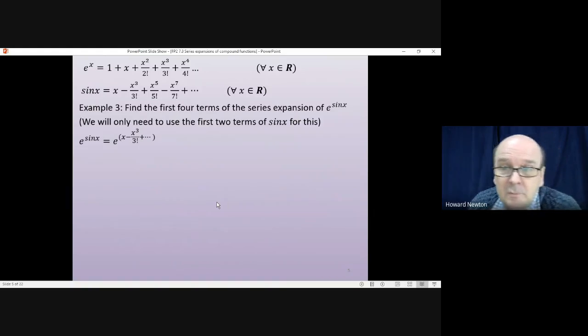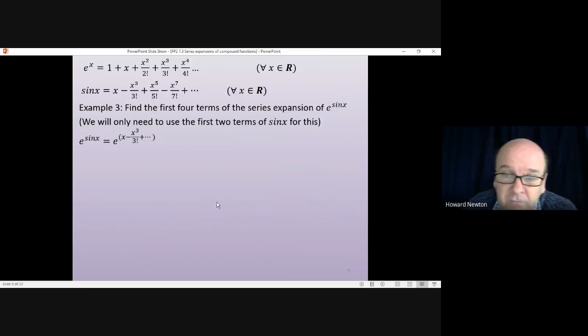Example 3 is quite a lot more difficult. We're asked to find the first 4 terms of the series expansion of e to the power of sin x. Now, I'll give you some hints in terms of how to get started because neither of these things are obvious.